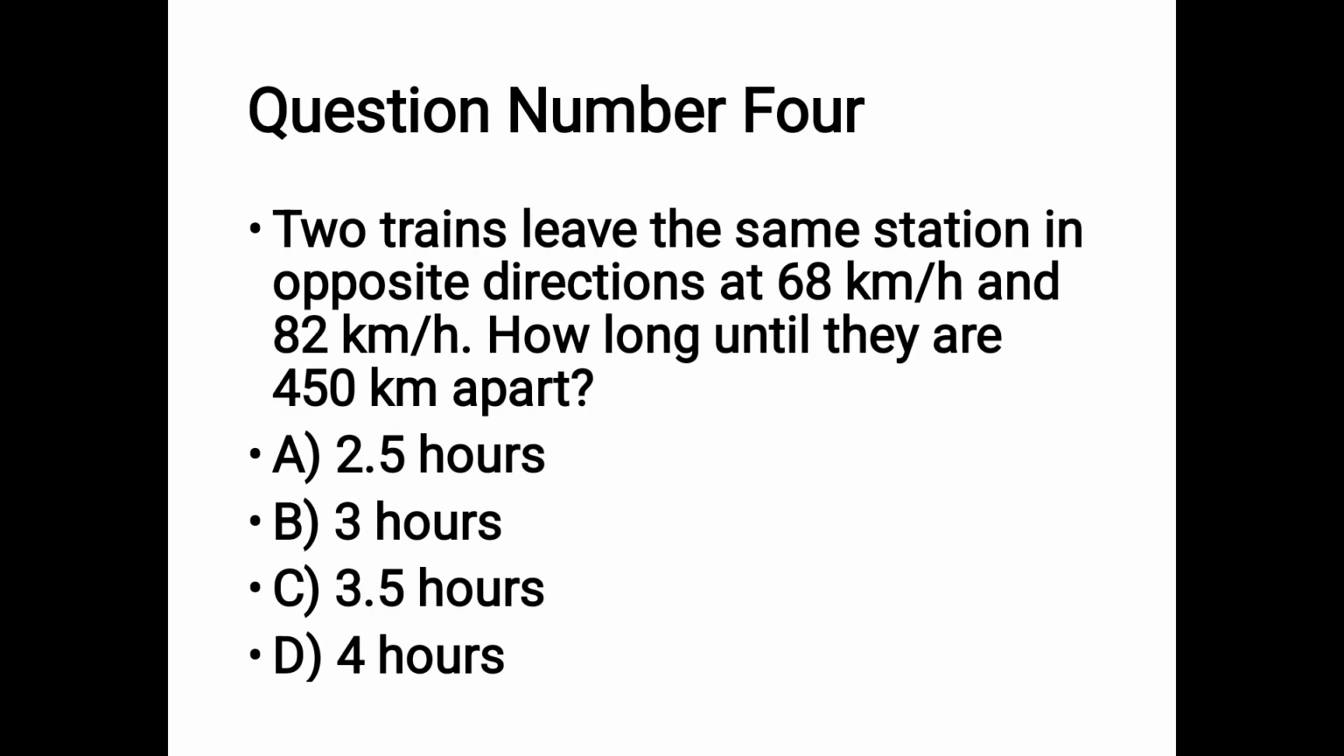Question number 4. Two trains leave the same station in opposite directions at 68 km per hour and 82 km per hour. How long until they are 450 km apart? A. 2.5 hours. B. 3 hours. C. 3.5 hours. D. 4 hours. You have 10 seconds.